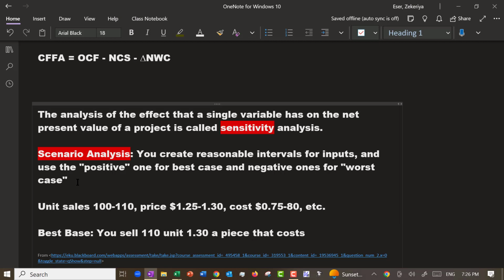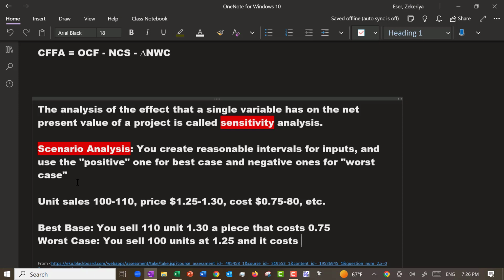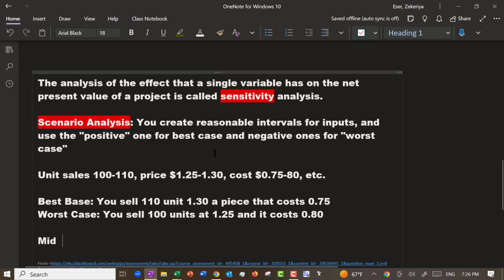Worst case, you sell 100 units at 125 and it costs 80 cents. The middle of those ranges are used for the base case. So 105 units at 1.275, costing 77 and a half, 0.775.